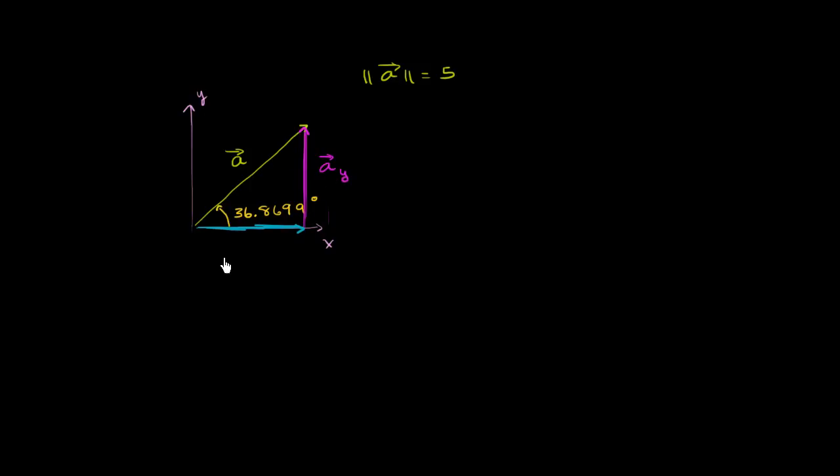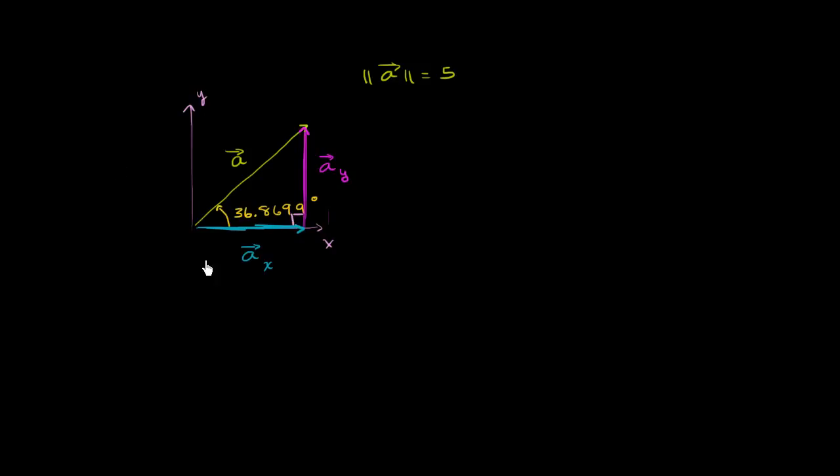And we could call this horizontal component A sub x. What I want to do is figure out the magnitude of A sub y and A sub x. So how do we do that? Well, the way we drew this, I've essentially set up a right triangle for us.